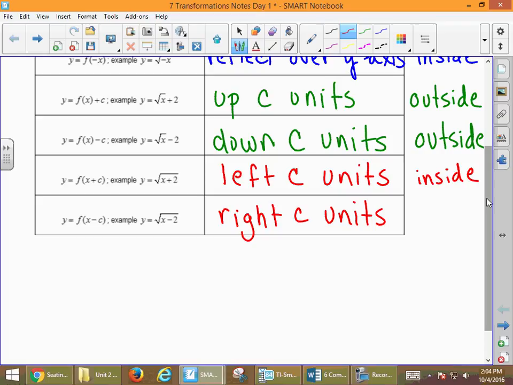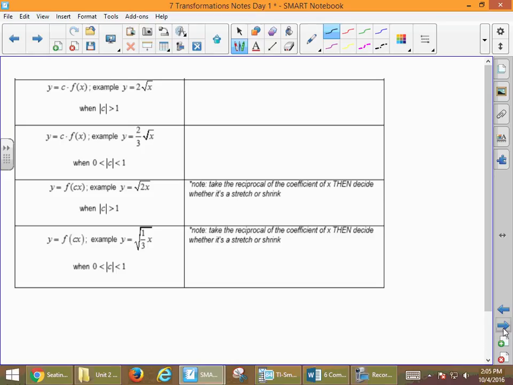So before I forget here, this is also inside the function. So then there's just a couple more. The next one's y equals c times f of x. And again, c is outside of the function. The function's f of x, and then we're multiplying the function by c. Do you remember what that c, in this case, does to our function? Do you remember, Claire? Okay. It's going to be a vertical stretch.